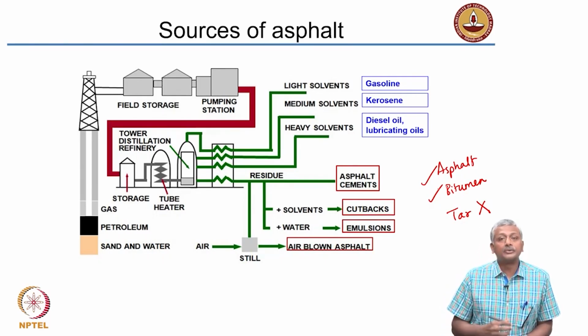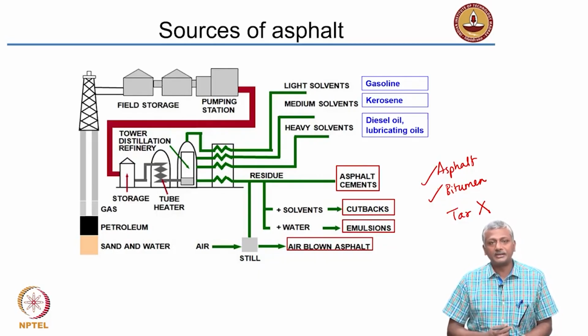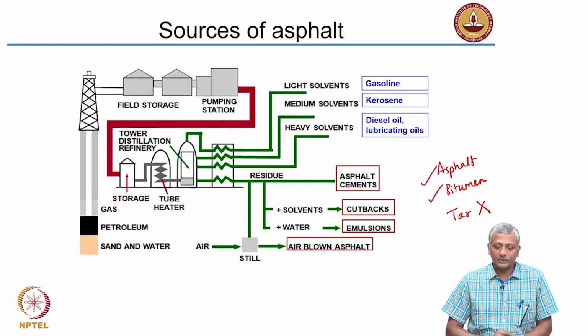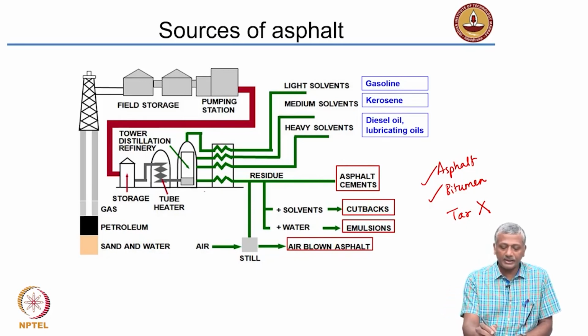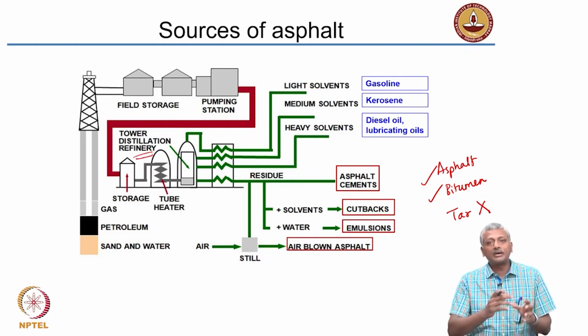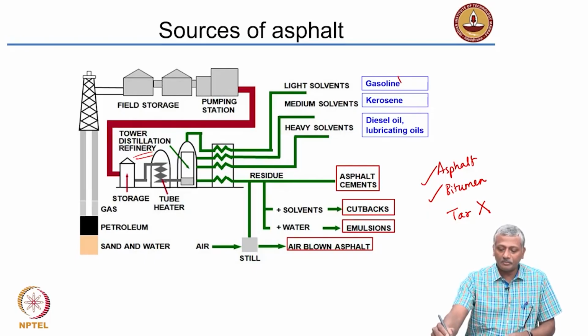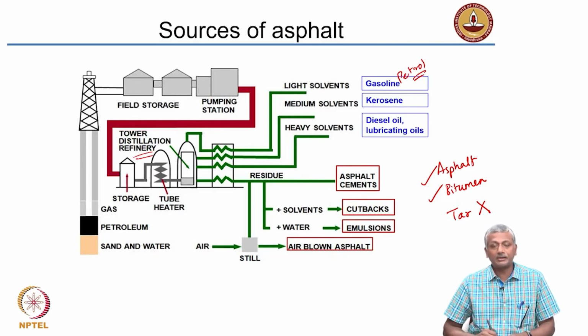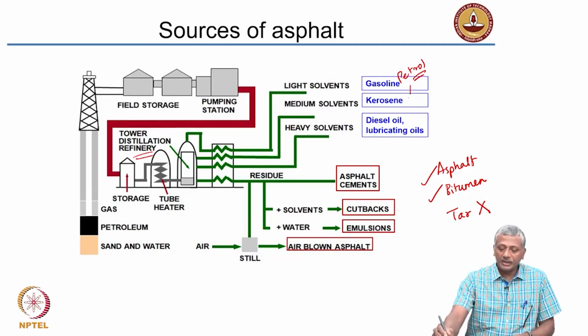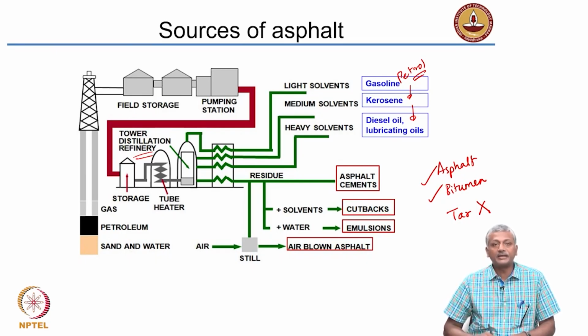Okay. So, bitumen or asphalt is obtained during the fractional distillation of crude oil. You take crude oil and send it through your distillery or refinery, and then you make all kinds of products from it. You get light solvents like gasoline or petrol, which is basically a light solvent. Then you get medium solvents like kerosene, and then you go towards heavier solvents like diesel oil or lubricating oil.